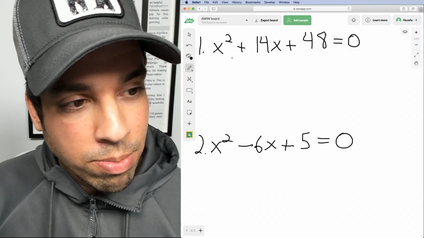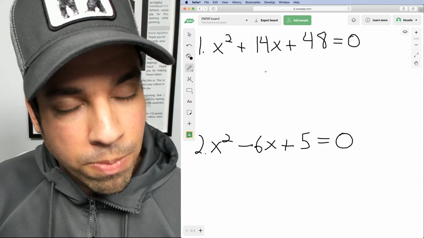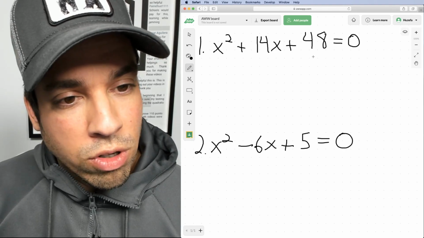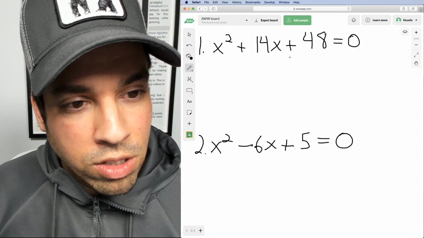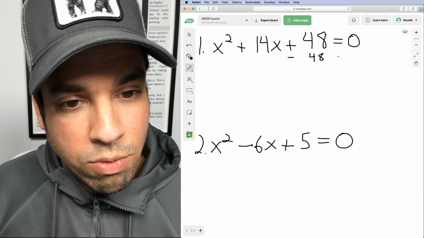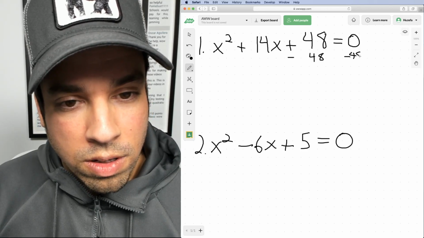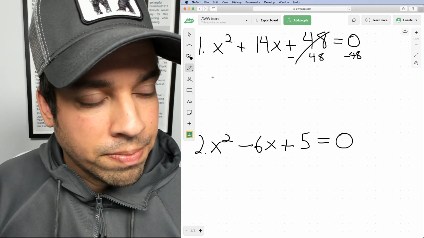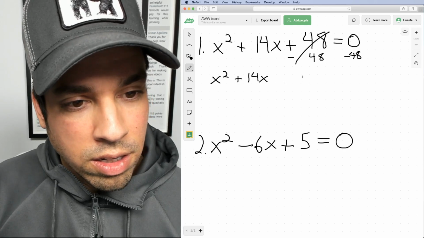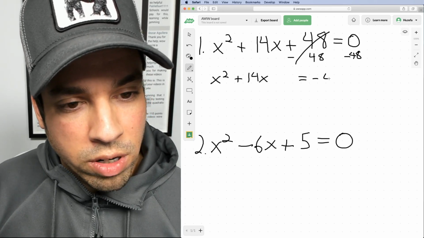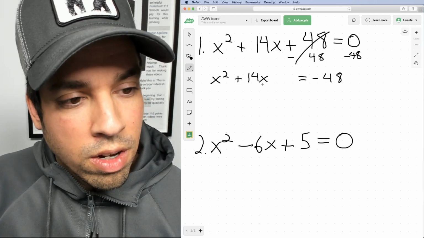So the first step, we've got something like this, set to 0. First things first, I want to remove this constant. I want to pull it to the other side. So I'm going to subtract both sides by 48. And we've got x squared plus 14x equals negative 48. I'm leaving a little space here, and there's a reason why.